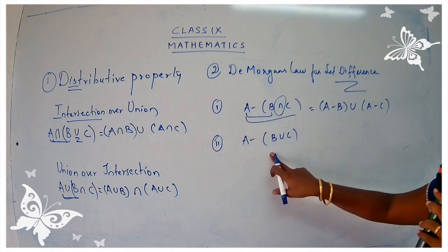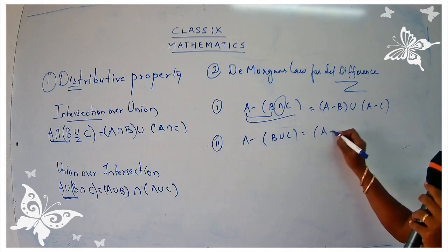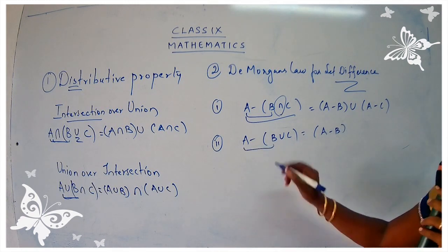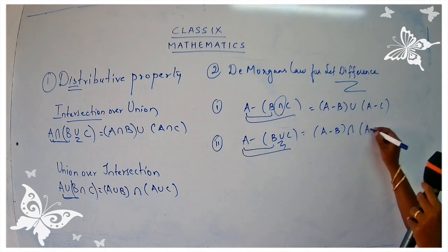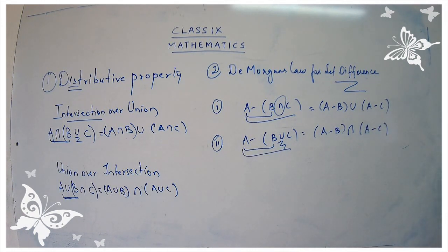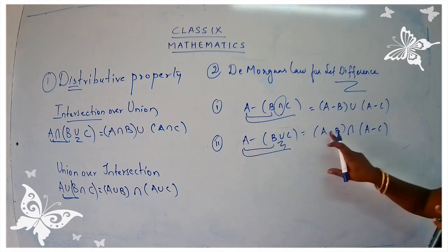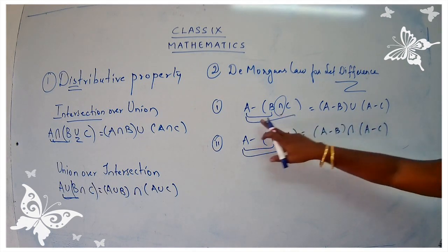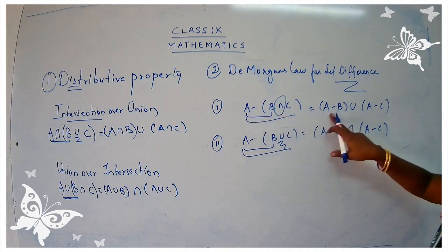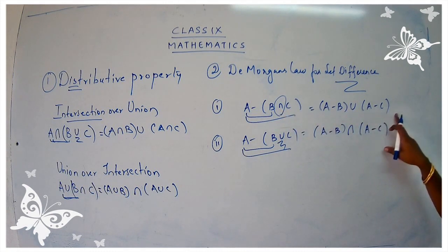Okay, let's go for the second part. A minus B union C. This is A minus B, the union will change to intersection, and you have to write here A minus C. I hope you are clear children. So A minus B union C is equal to A minus B intersection A minus C. And A minus B intersection C is equal to A minus B union A minus C. Are you getting my point children? Okay, so this was the second one.